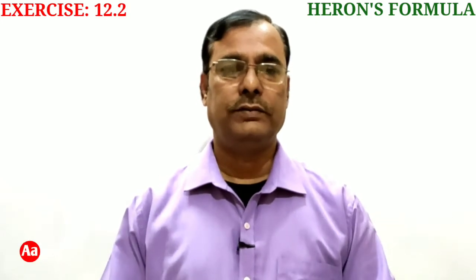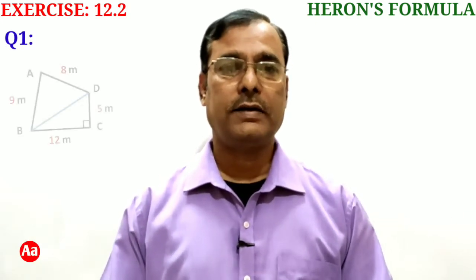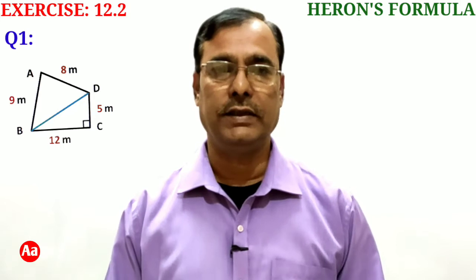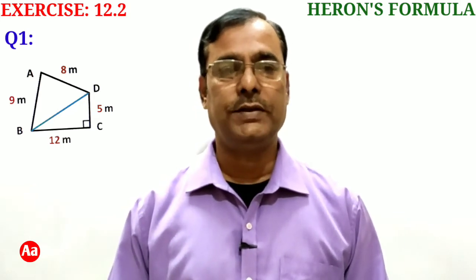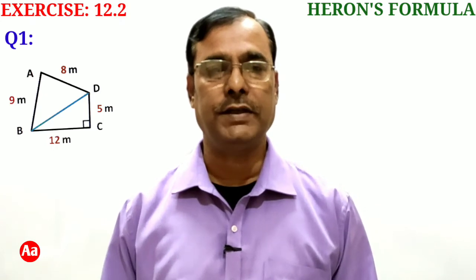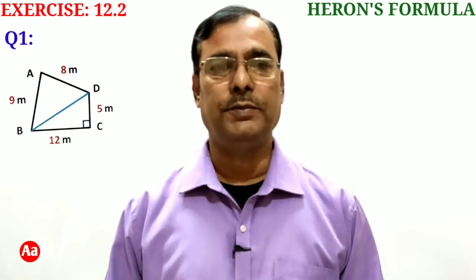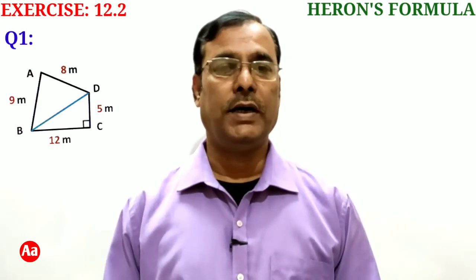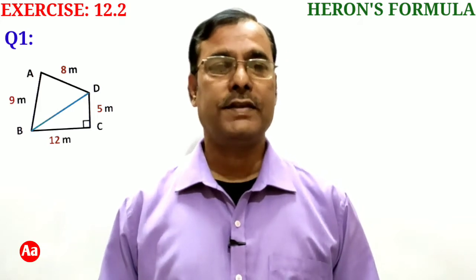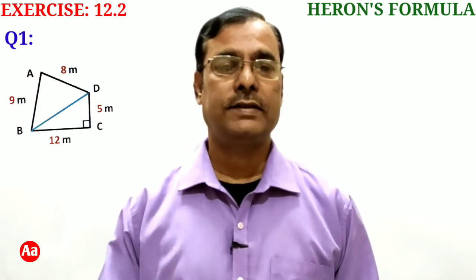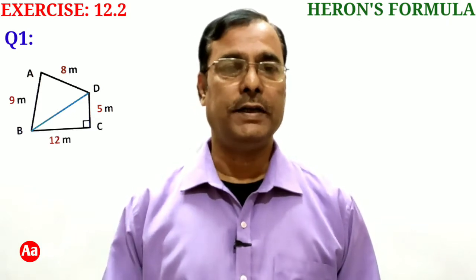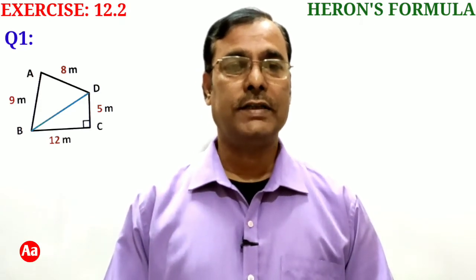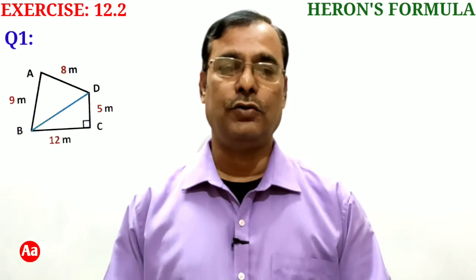Exercise 12.2. Question number 1: A park in the shape of a quadrilateral ABCD has angle C equal to 90 degrees, AB equal to 9 meter, BC equal to 12 meter, CD equal to 5 meter and AD equal to 8 meter. How much area does it occupy? This is the question. There is a park ABCD in the shape of a quadrilateral. 4 sides are given and we have to find out the area of this park. How much area does this quadrilateral shaped park ABCD occupy?